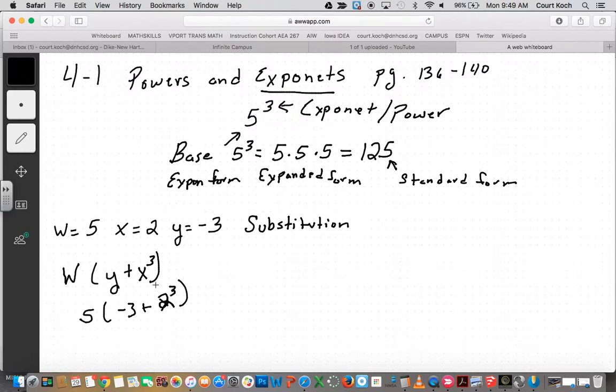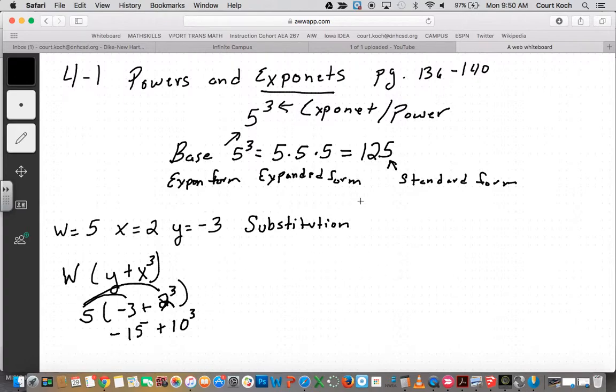Alright, now, first things first, this uses distribution property, so that means I have to take this 5 and distribute it to both terms. I'm going to start with 5 and -3. This makes -15 plus 5 times 2. Now I'm only going to do the base. 5 times 2 would be 10, and I'm going to keep the exponent. The 5 does not get distributed to the exponent or to the power. It only gets distributed to the base. So now I have -15 plus 10 to the third.